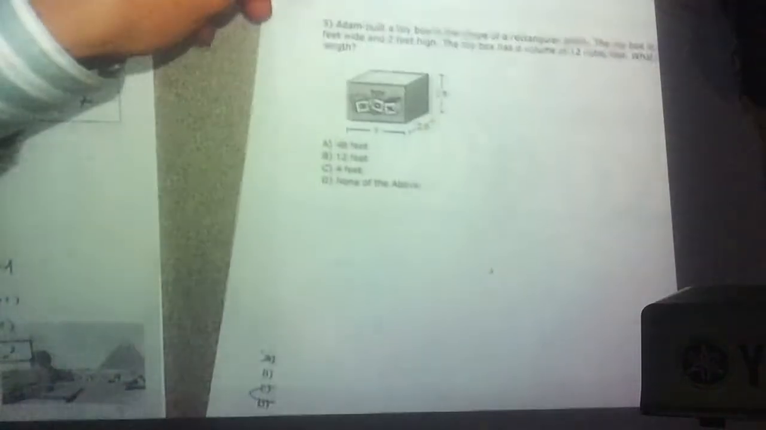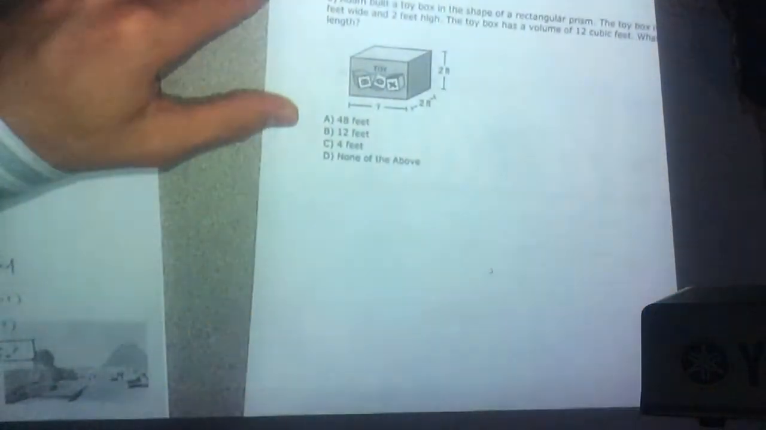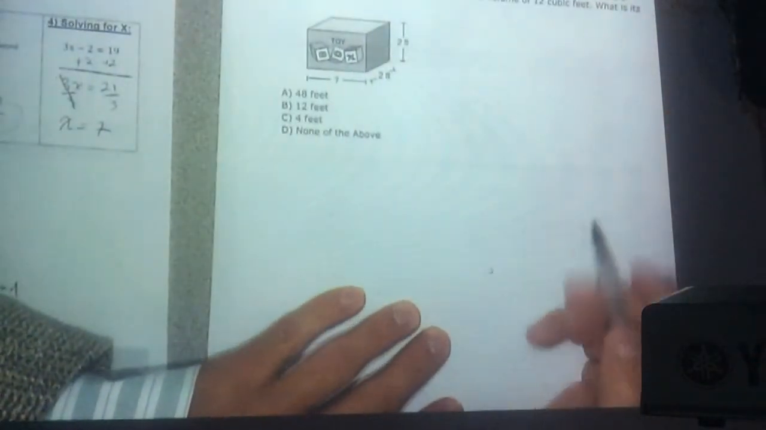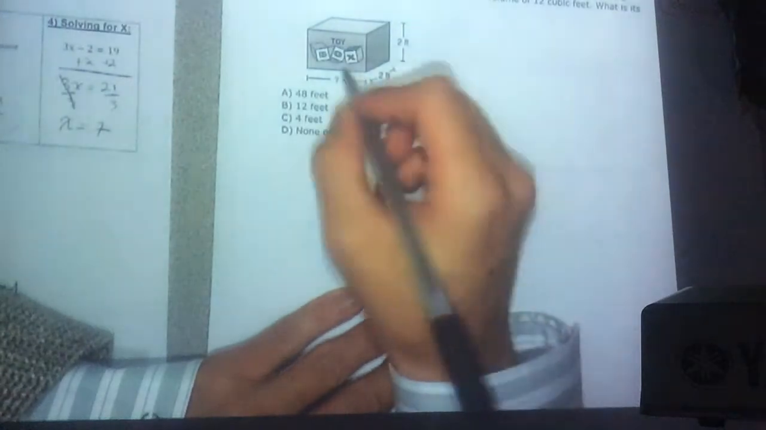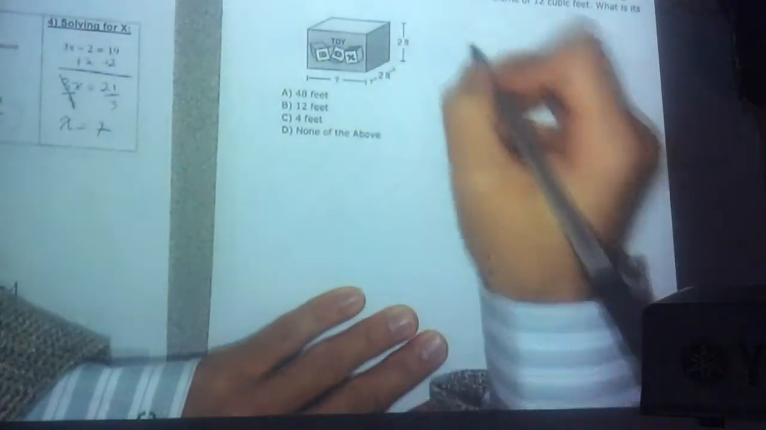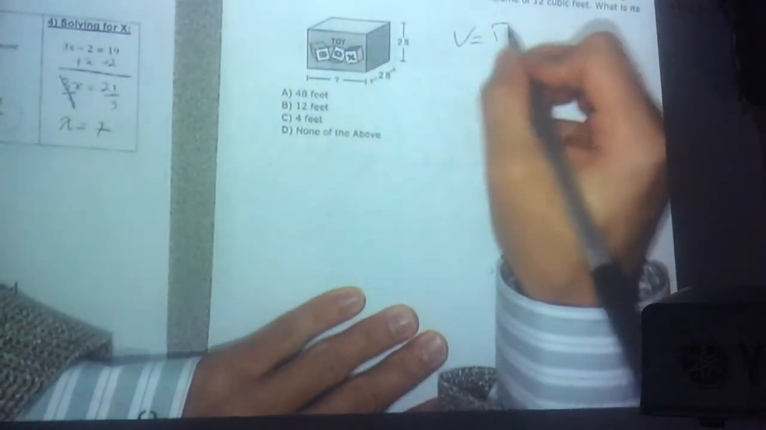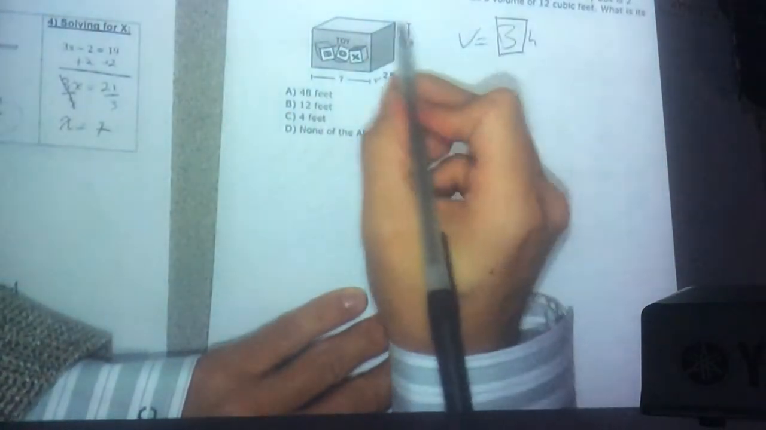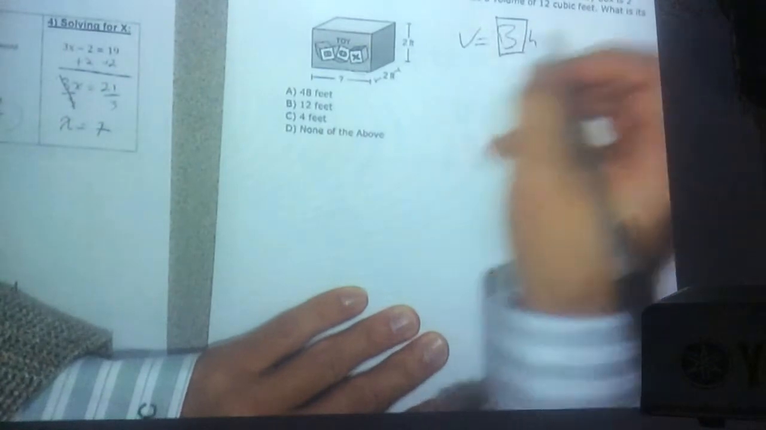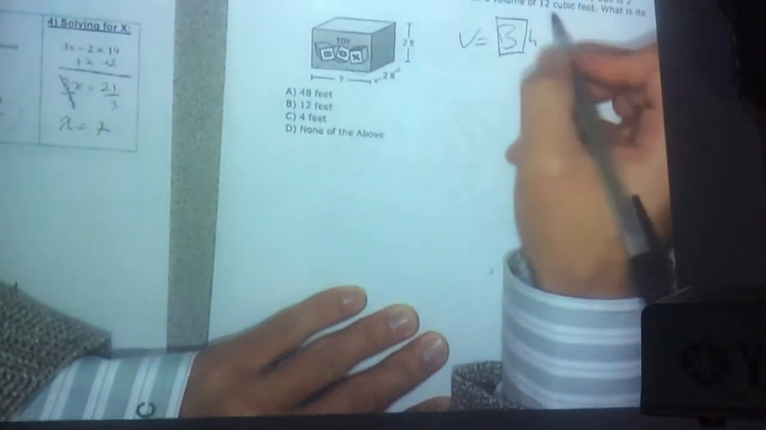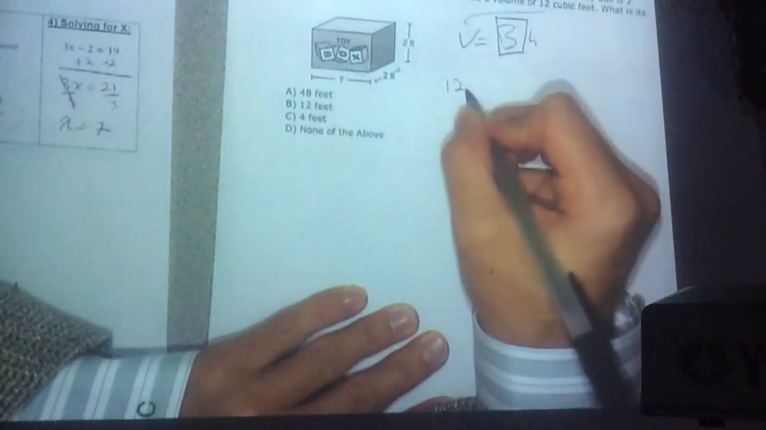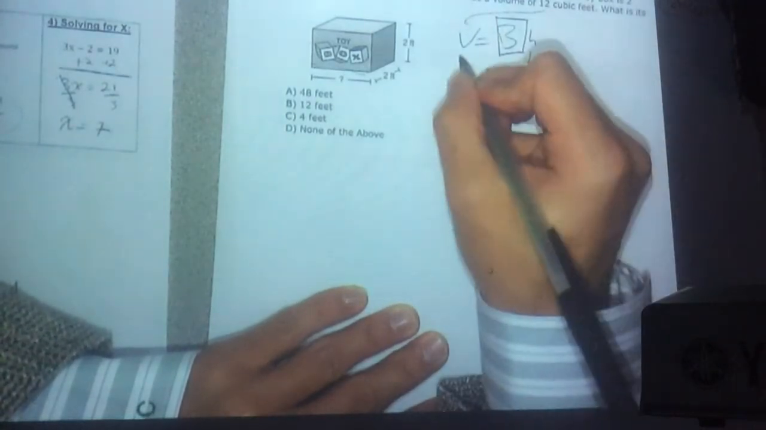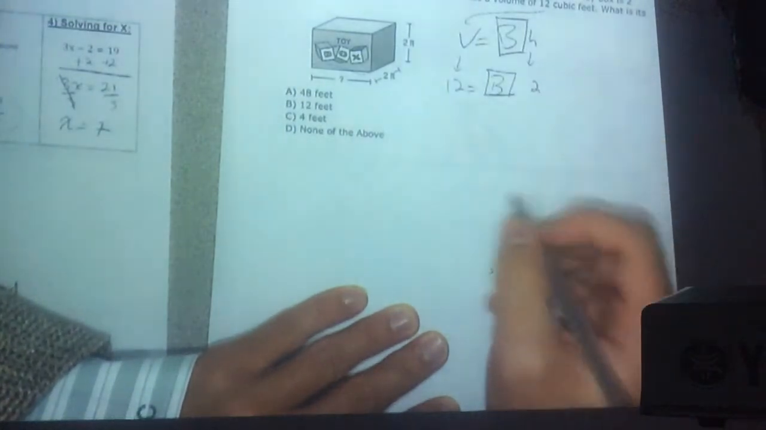Okay. Next, Adam built a toy box in the shape of a rectangular prism. The toy box is 2 feet wide, and the volume is 12 cubic feet. What is its length? Well, I know the volume is equal to base times height. I'm going to draw a rectangle around it because the base is going to be rectangular. And now I'm just going to substitute what I know. So the volume is 12. So 12 is equal to base. And I also know the height, which is 2.